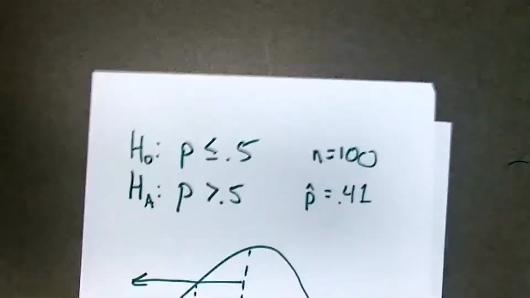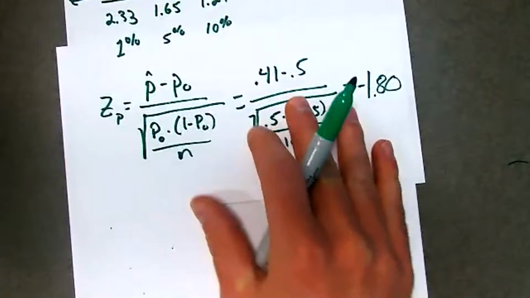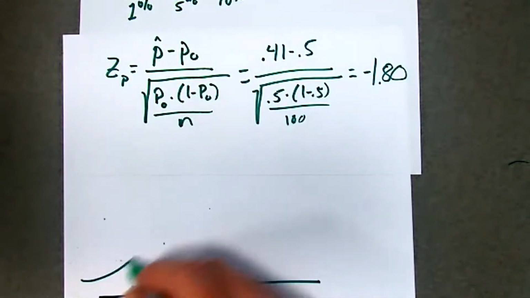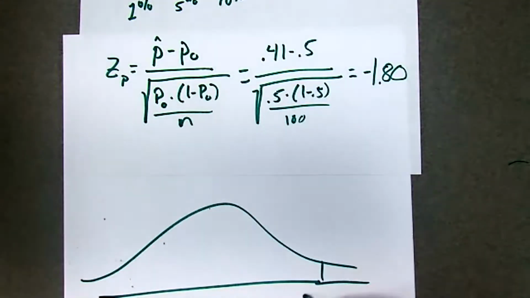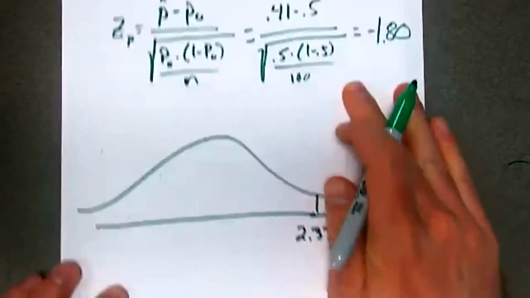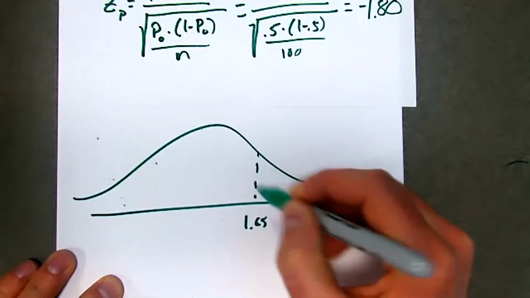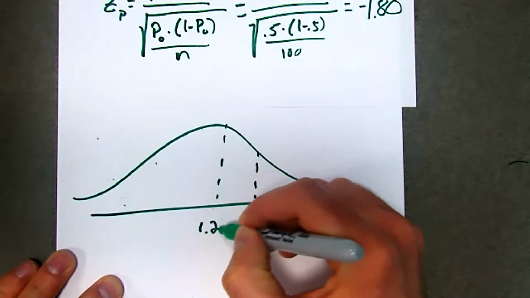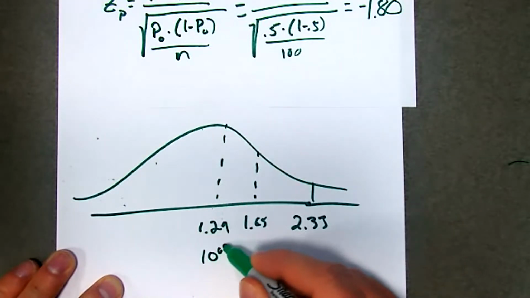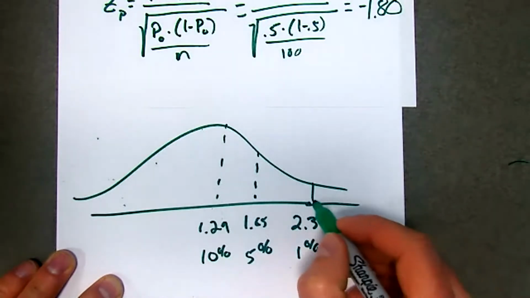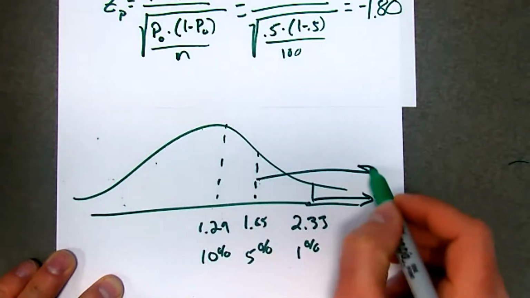Okay, we have our test statistic. Let's redraw our critical value regions because I apparently completely forgot what we were doing. So I actually want these to be over here, right? So 2.33, 1.65, and then 1.29, and these were the 10, 5, and 1% significance levels. Can't believe you guys let me get away with that and didn't stop me.